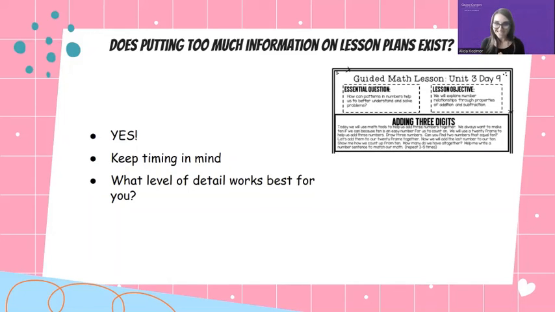Okay, does putting too much information on a lesson plan exist? Yes, it does, but it really depends on your style. So, for example, you can see in the picture here that this teacher wrote out every single thing they were going to say in the lesson, word for word. So they probably had the paper next to them and they read from it. When I was first teaching, when I was going in for practicum and in my first year of teaching, I did just that. I wrote down every single thing I was going to say to the students and every question I was going to ask them. And I even thought through, like, if I ask them this question, if they say this, then I'll say this. And if they say this, then I'll say this.